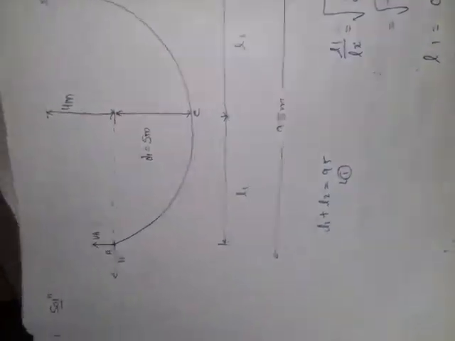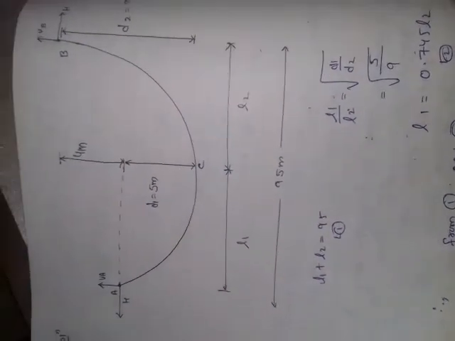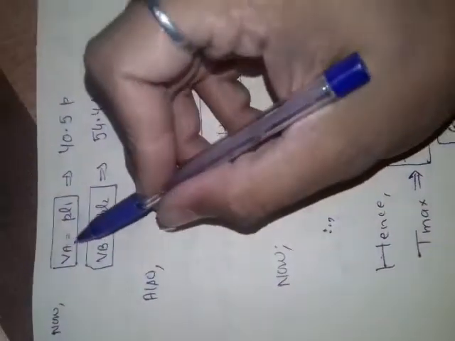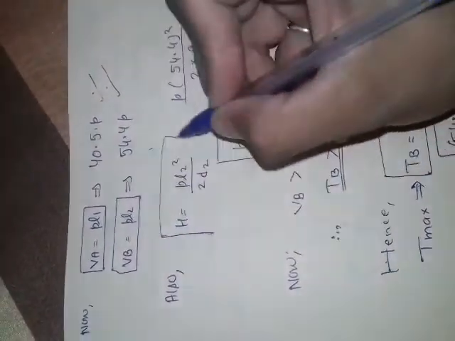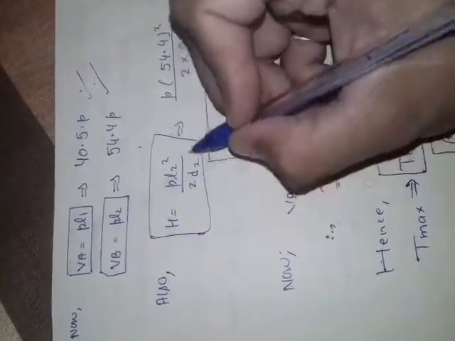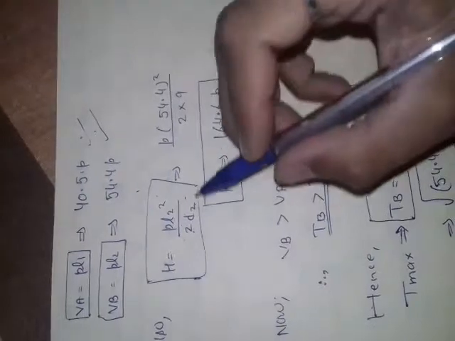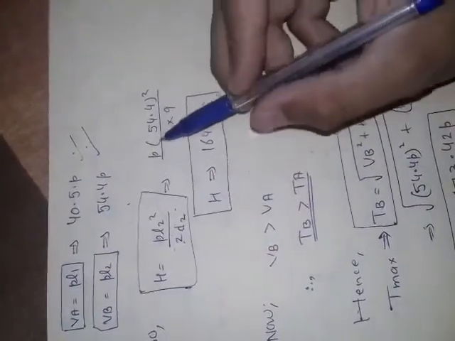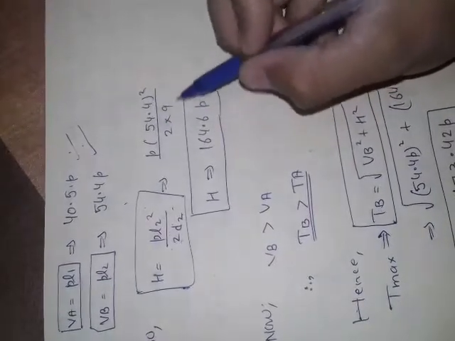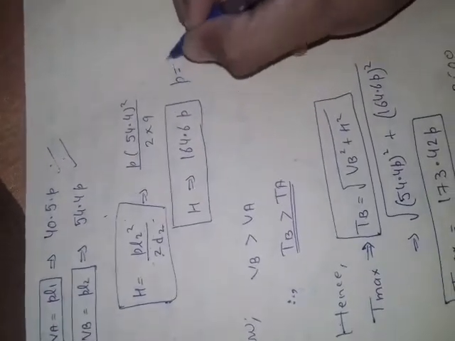After calculating VA and VB, we calculate the horizontal thrust by using the formula PL square upon 2D. So VA is equal to PL1 and VB is equal to PL2, and using these we calculate both vertical reactions. Now the horizontal thrust, H is equal to PL2 square upon 2D2. You can also use the formula PL1 square upon 2D1. I use this formula at support B. So HB is equal to P times 54.4 whole square upon 2 multiplied by 9. So H will be in terms of P, where P is the UDL load.